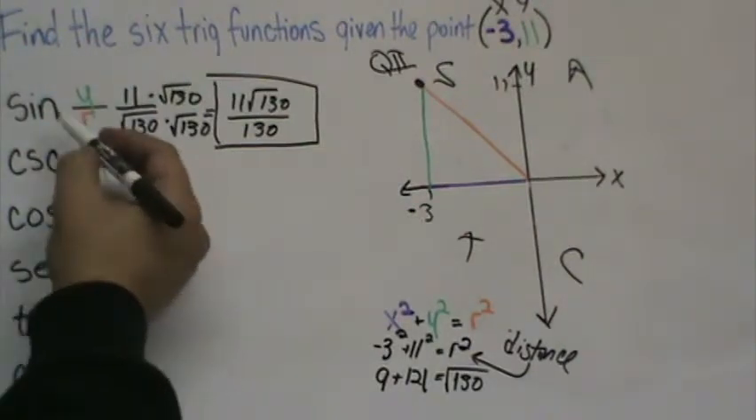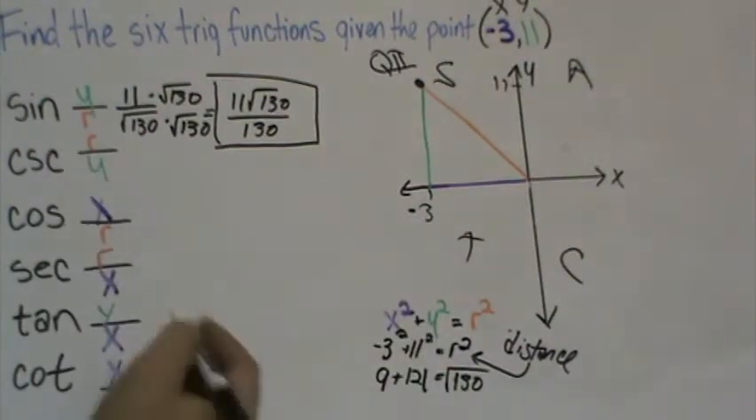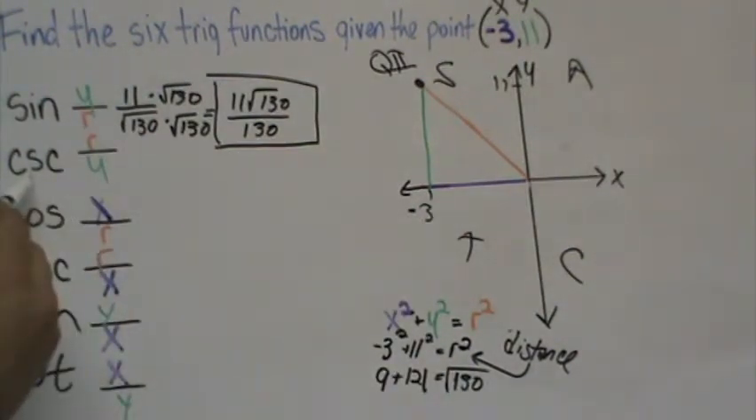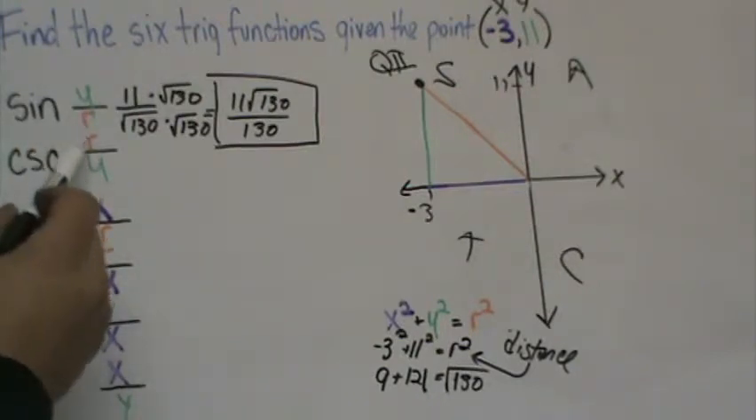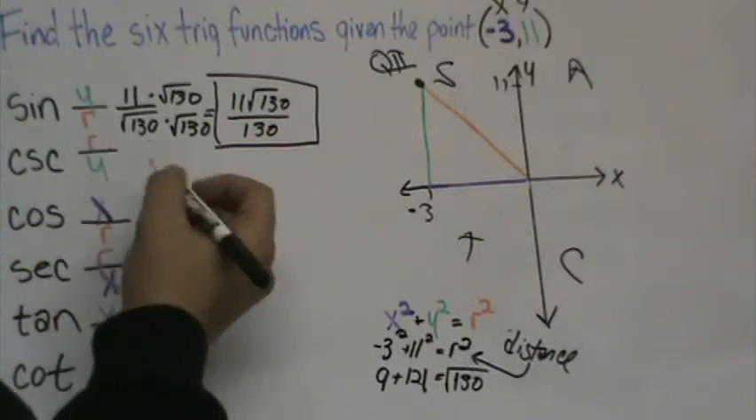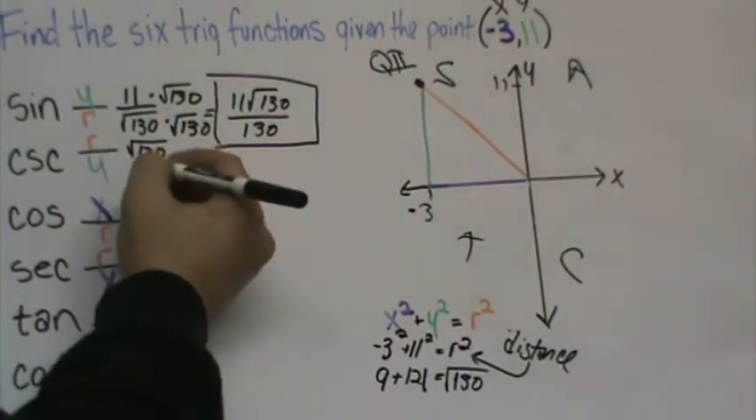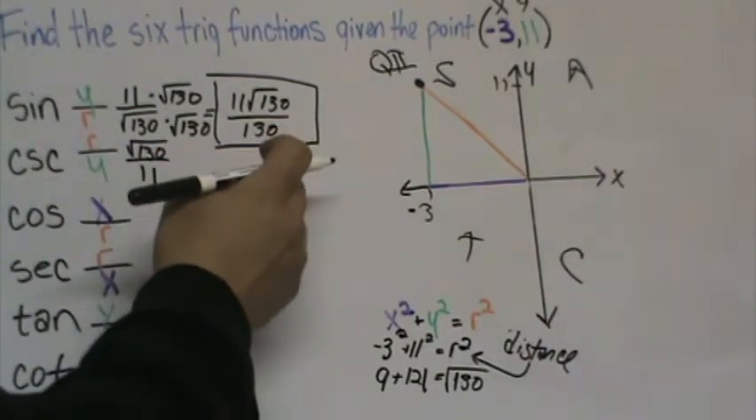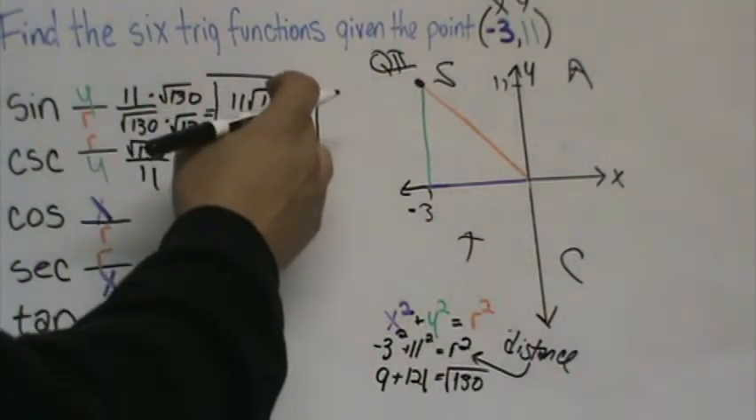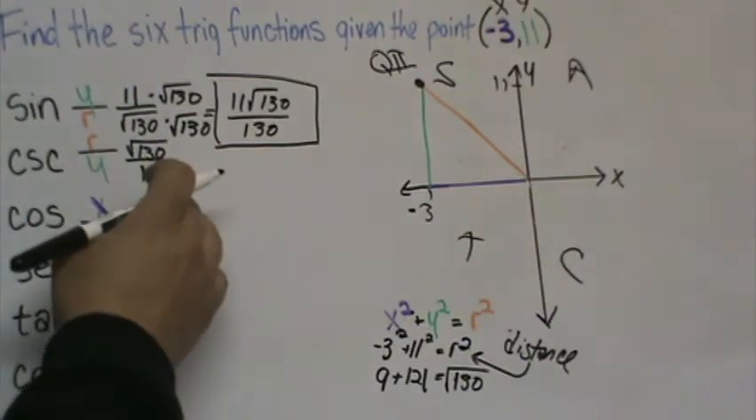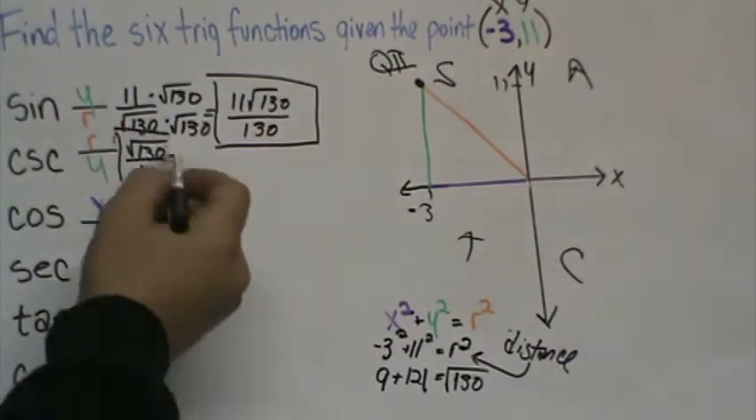Now, since we found sine, the next easiest to find would be its reciprocal, cosecant, right? Since sine was y over r, cosecant is r over y. So root 130 over 11. Either one is fine to use, but if we had used the other, you would have a square root in your denominator, which means you would have extra steps.